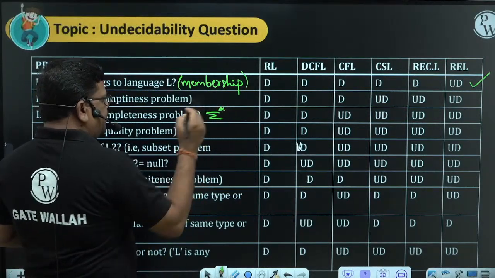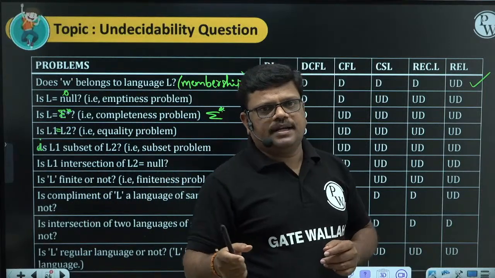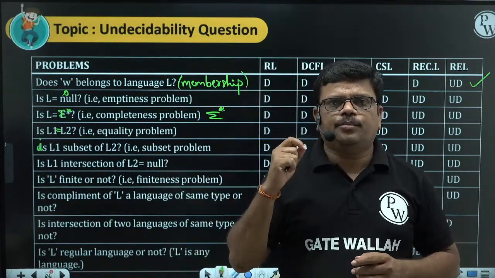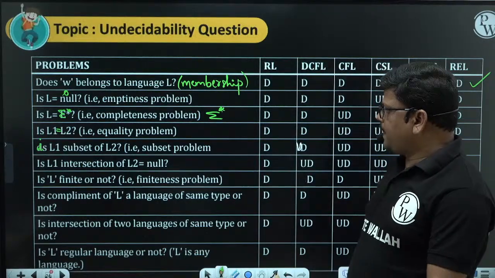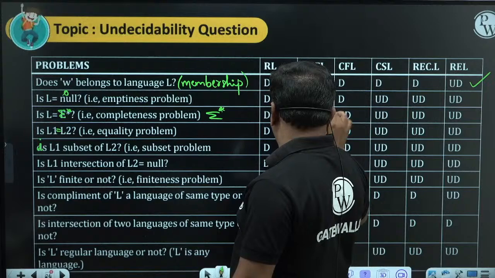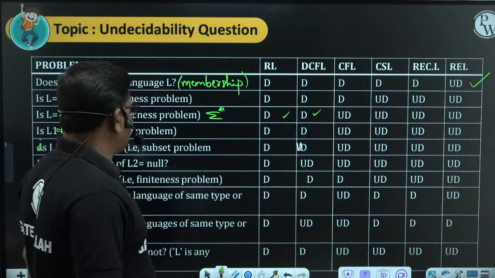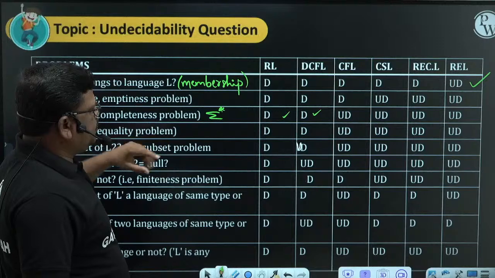So, does the given automaton accept a complete language, does the given grammar generate a complete language? This is the total structure. This is decidable in these two cases, and undecidable for the remaining cases. Next, the equality problem.